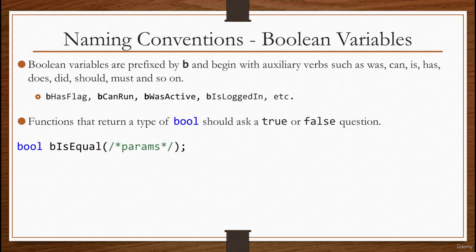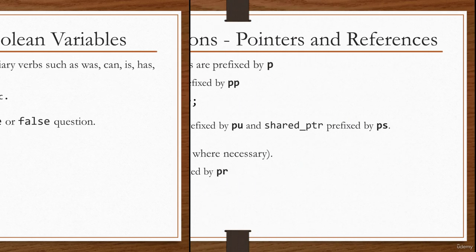And then functions that return a type of bool should ask a true or false question, such as bool IsEqual, are the two parameters equal, for example, and so forth. So it's going to return a Boolean true or false.